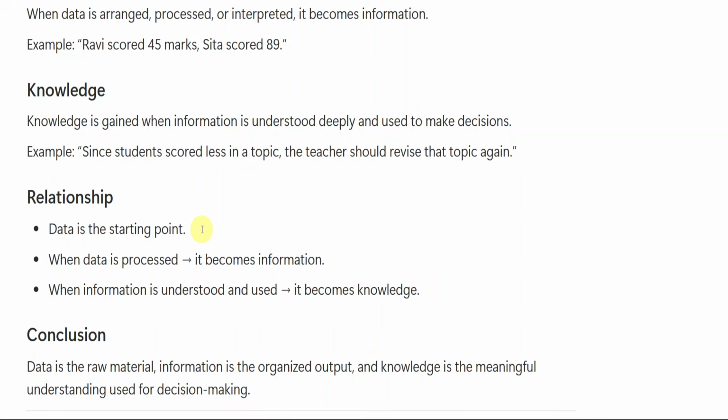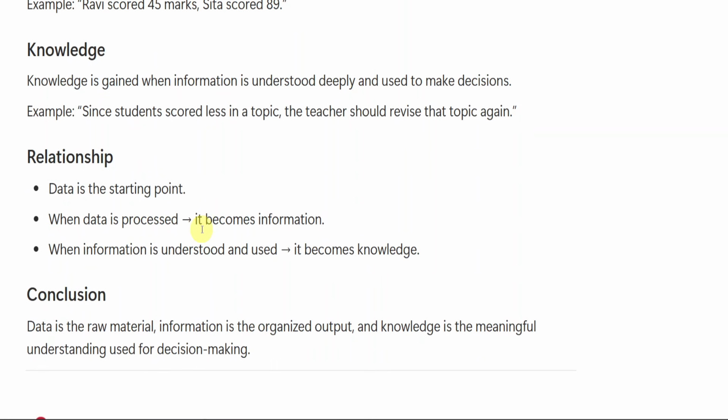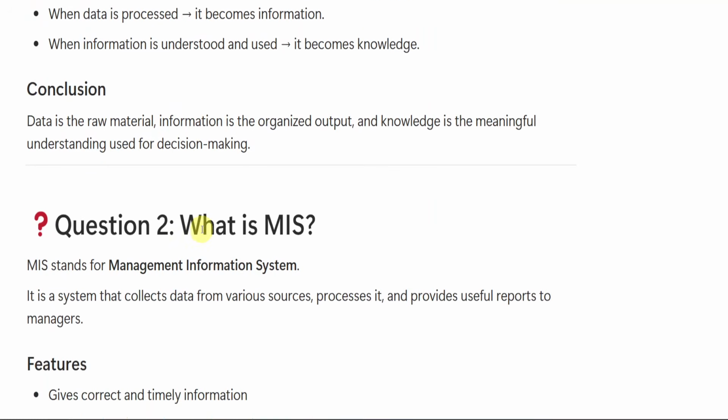The relationship is easy. Data से information बनता है, information से knowledge आती है. So data is raw fact or raw input, information is processed output, knowledge is meaningful understanding, we can say.